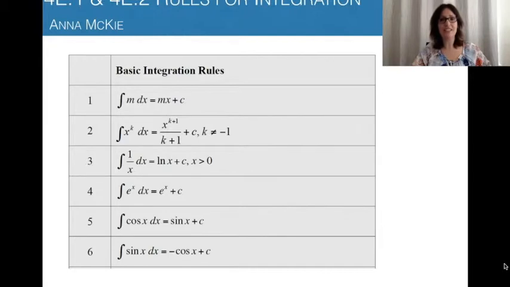So integration is essentially the reverse process of differentiation. We've got a list here of some of the basic rules. You'll notice this symbol here is an elongated F, if you like, without the line, or an S symbol.